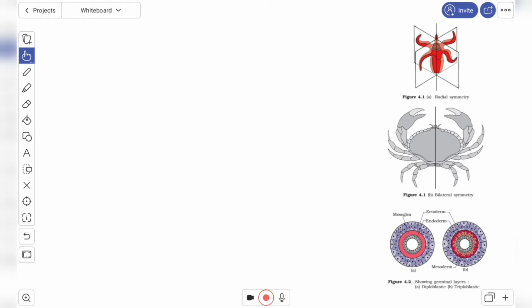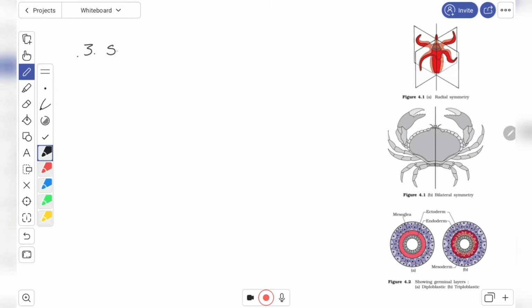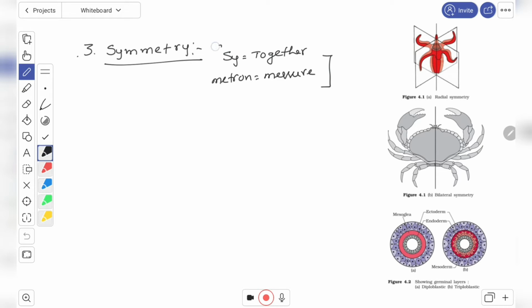Dear student, the next concept is the third one, symmetry. Symmetry means: sy means together, and metron means measure. That is the meaning of symmetry: together measure.